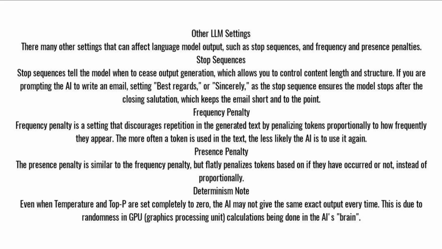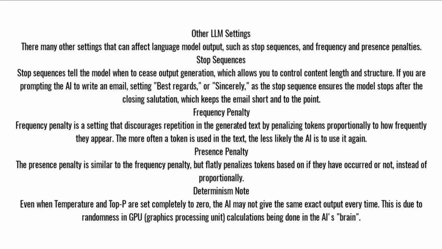Other LLM settings. There are many other settings that can affect language model output, such as stop sequences, and frequency and presence penalties. Stop sequences. Stop sequences tell the model when to cease output generation, which allows you to control content length and structure. If you are prompting the AI to write an email, setting "Best regards," or "Sincerely," as the stop sequence ensures the model stops after the closing salutation, which keeps the email short and to the point.